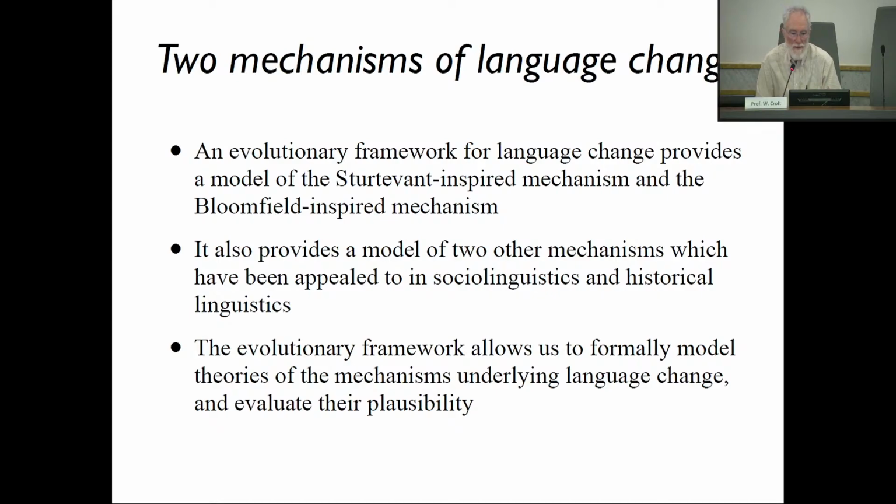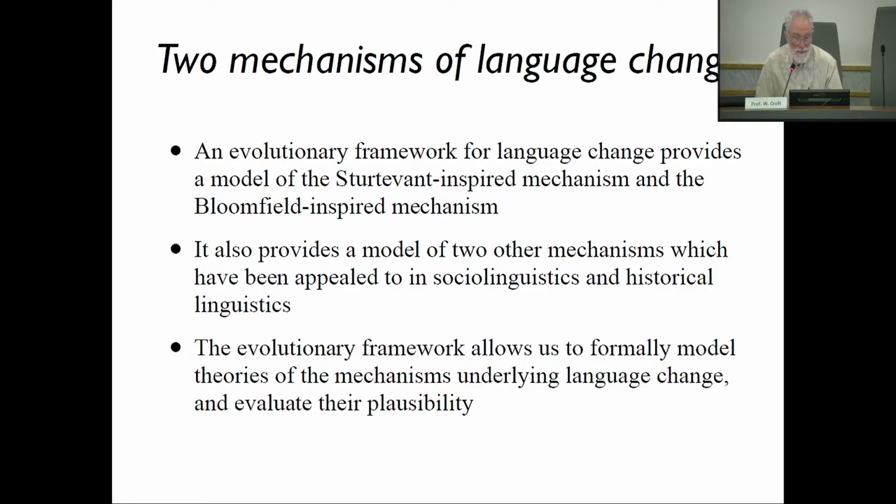So an evolutionary framework for language change: our model basically provides a model of both the Sturtevant-inspired mechanism and the Bloomfield-inspired mechanism. It also turns out that it provides a model of two other mechanisms. This is an interesting case where I collaborated, and my collaborators, who are statistical physicists, not trained in linguistics, developed a model where there were, again, two logically possible or mathematically possible other mechanisms. And it turns out they also correspond to mechanisms that have been proposed by sociolinguists or historical linguists.